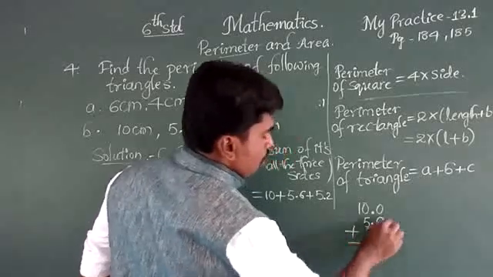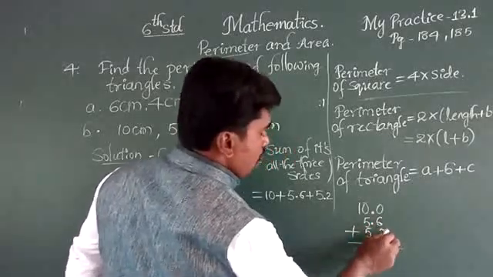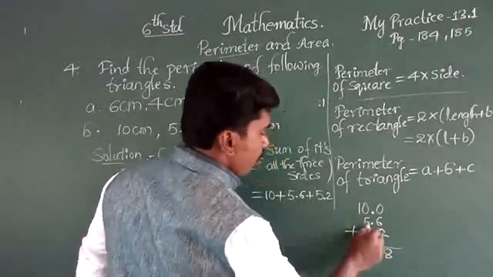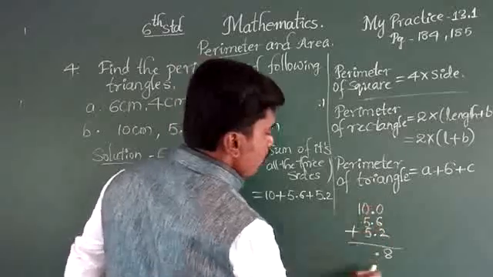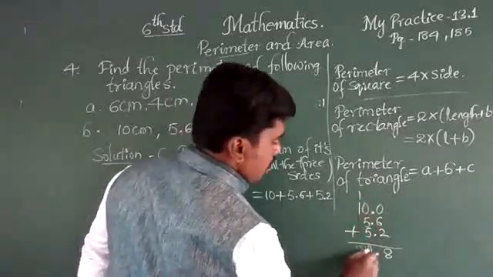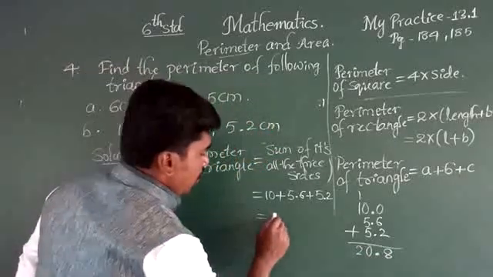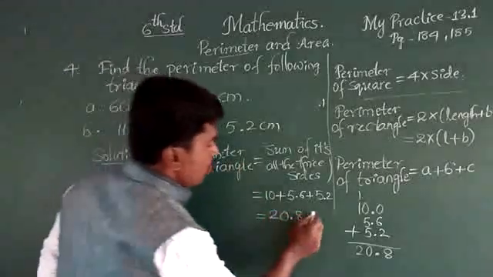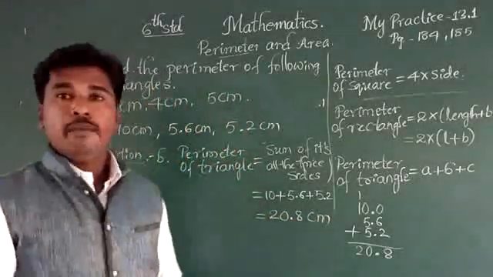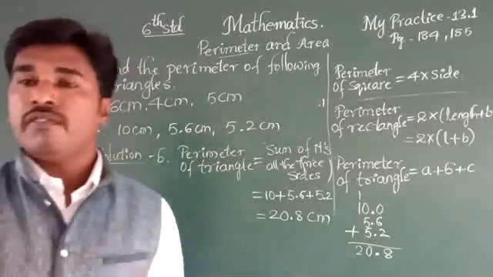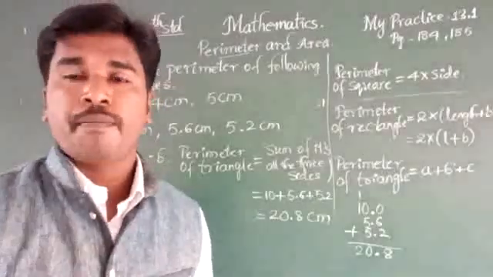Add it. 6 plus 2, it is 8. 8 plus 0 is 8 only. Put the decimal point. 5 plus 5 becomes 10. 10 plus 0 is 10 only. 0, 1 carry. 1 plus 1 is 2. That is 20.8. They have given it in centimeter, so the unit is also centimeter. So in this way, you find the perimeters of the following figures.